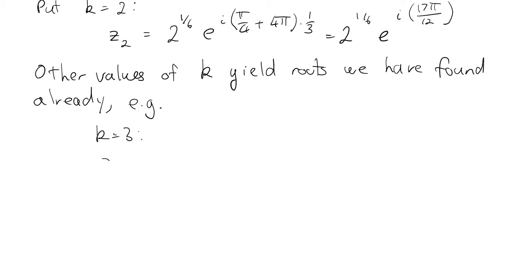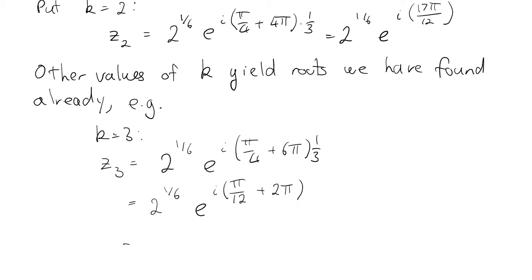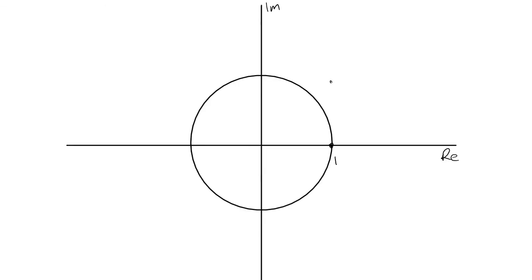I could try other values of k, but if I kept going and did k equals 3, I'd just be back to z naught again. And then z4 would be equal to z1 and so on. I'm not going to get any new values. Let's plot the roots in the complex plane.